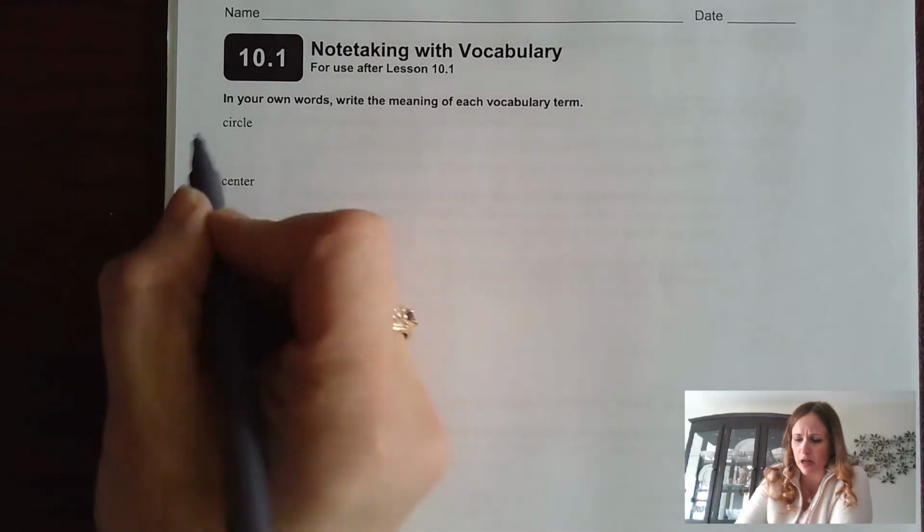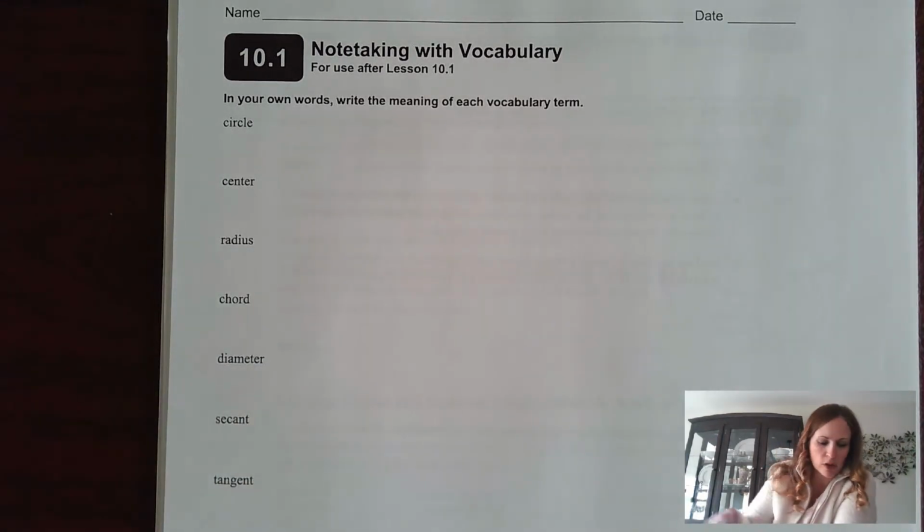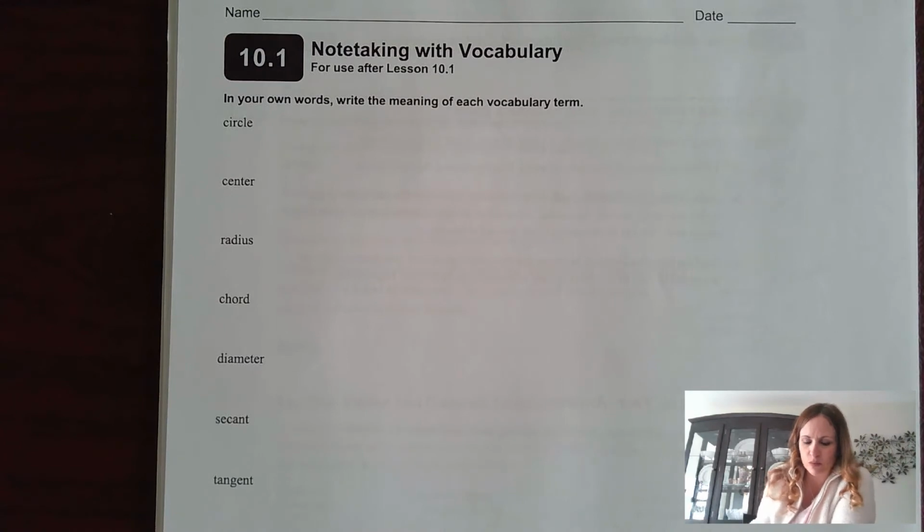All right, so first let's just start off: what is a circle? If we're looking at a circle, the formal definition is a set of all points that are equidistant from the center.